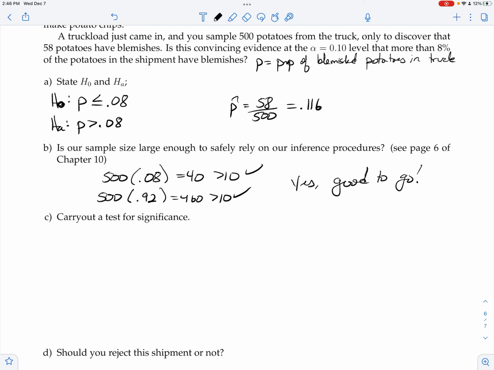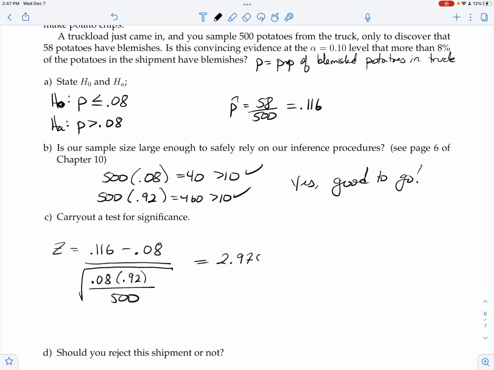Carry out a test for significance. So now I'm going to compute my z statistic. It's my p hat minus p naught. So 0.116, what I observed, and then I'm going to subtract the null hypothesis value, this number that showed up in both of these, and I'm going to divide by the square root of 0.08 times 0.92 over 500. When you compute all of this, you should get 2.975.